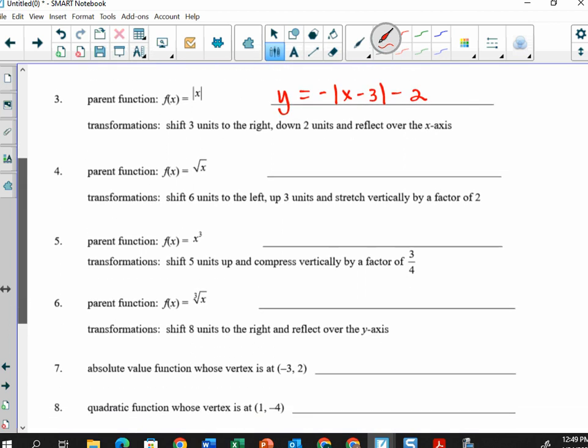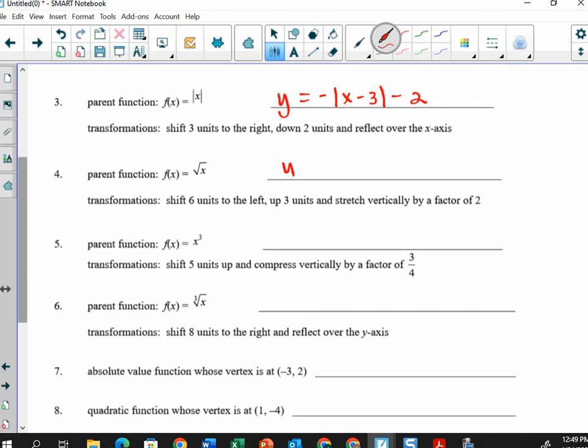Next one, we've got a square root function. Y equals. So inside the square root, x what? Plus 6. Then up 3 units, what does that mean? Yeah. And stretch vertically by a factor of 2. That's 2. Yeah, on the outside. There we go.